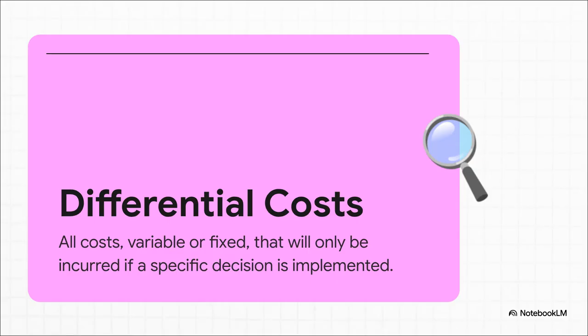So what are these differential costs exactly? Well, think of it this way. They are any and every single cost, it doesn't matter if you normally call it variable or fixed, that you only have to pay if you say yes to this deal. We're talking beyond just raw materials. It could be the cost of extra setup time, a special software license you need for this one job, or even hiring a temp. The test is super simple. If you don't make the decision, does the cost disappear? If yes, then bingo, it's a differential cost.